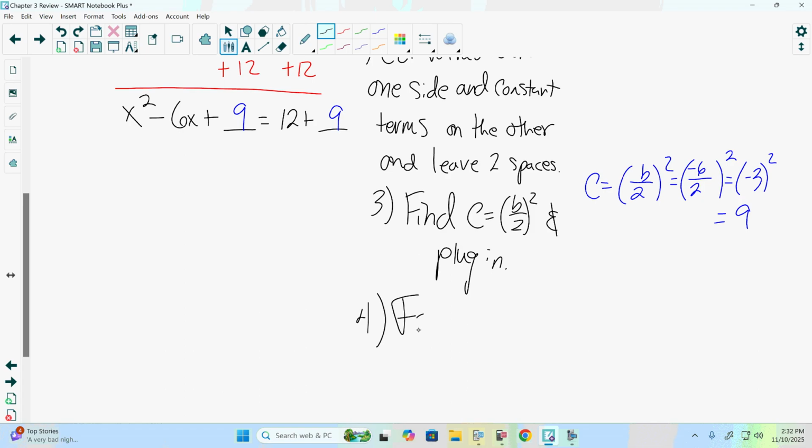Last step is to factor and solve. So we are going to factor the left-hand side, our x squared minus 6x plus 9. It'll be a set of parentheses squared. And the number and sign that goes inside the parentheses with x is our number and sign inside the parentheses before we squared it to find c. Since it was -3, we get x minus 3 squared.